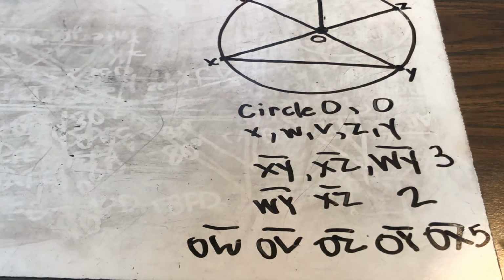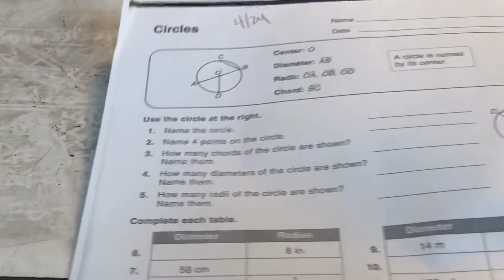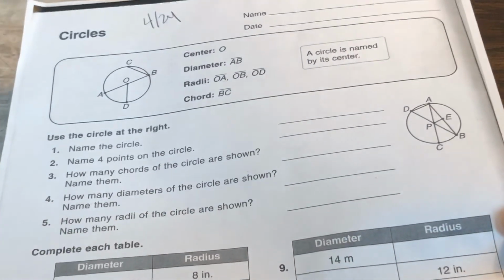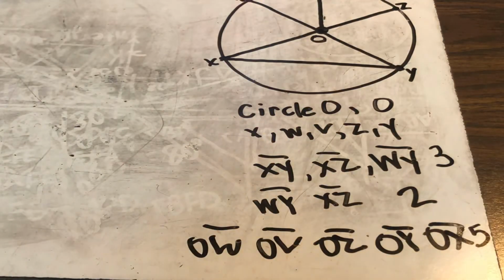So you're going to be identifying these today exactly like that. You're going to have to name the circle. You're going to have to name points on the circle. You're going to have to do the same thing with the chords, put a number and name them, diameter name them, radii name them. This is exactly what's on the top part of your homework. So you can use this as a guide for that. Let's take a look at your homework sheet. All right, so the top part is exactly what we just did. I just showed you exactly how to do this.